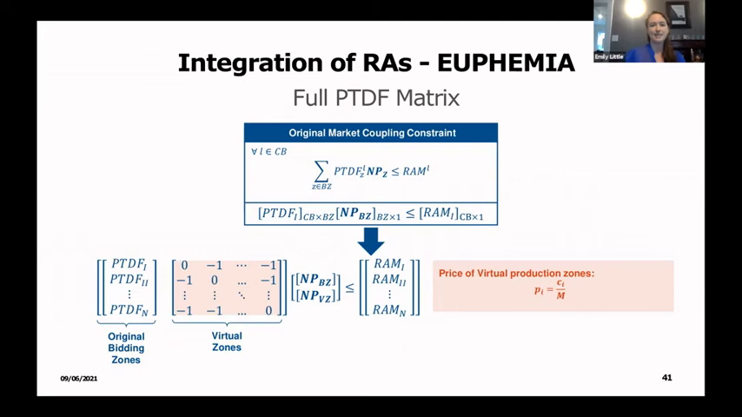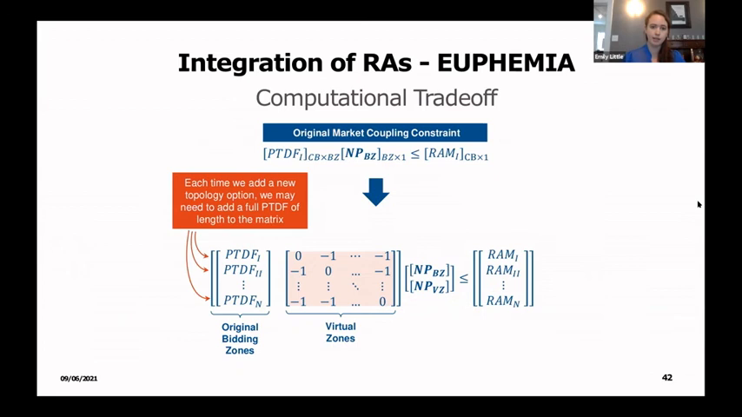If we look at the original market coupling constraint, it looks like a lot of math, but it's pretty straightforward. We have the PTDF matrix here, which has the number of critical branches or critical network elements as rows, and the number of columns as the number of bidding zones. When we add in this integration of the different topologies and the different remedial actions, we end up multiplying the number of rows of this PTDF matrix by the number of topologies and remedial action sets that we're including. So it could end up that this matrix becomes really quite large. And the number of columns we're adding is the number of virtual zones to the matrix.